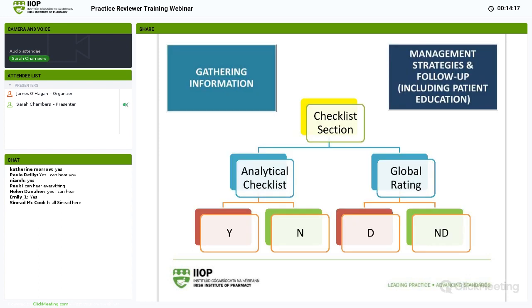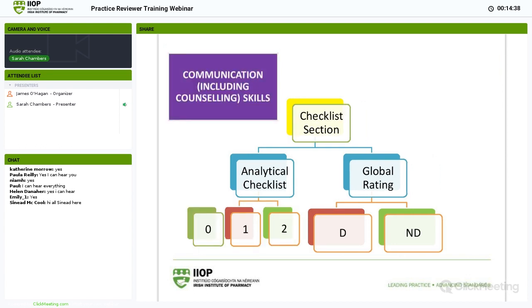For the first 2 sections, gathering information and management strategies, the checklist items are broken down into the analytical checklist and the global rating. We'll go through those in a moment, but this slide is just to highlight that both are measured in a binary system. So yes, demonstrated, or no, not demonstrated. Whereas the communication skills is a little bit different.